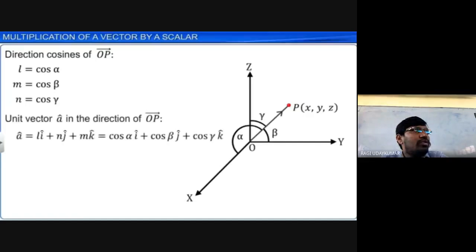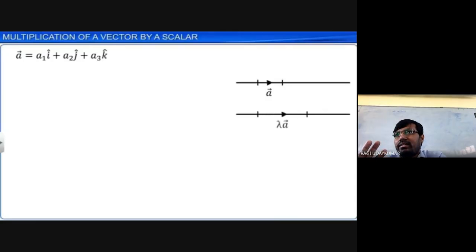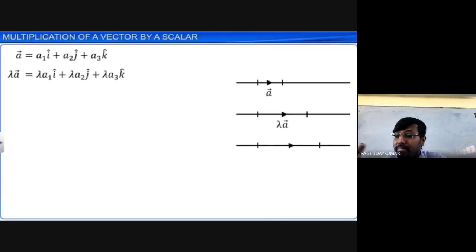Okay, so these are direction cosines, and the vector a bar, whenever you are taking it into consideration, is represented as li plus mj. Multiplication of the vector by a scalar, I think you understood now. The vector a bar is taken as a1i plus a2j plus a3k. Whenever you multiply it by lambda, every component is multiplied by lambda. And b bar, if you take it, is b1i plus b2j plus b3k.